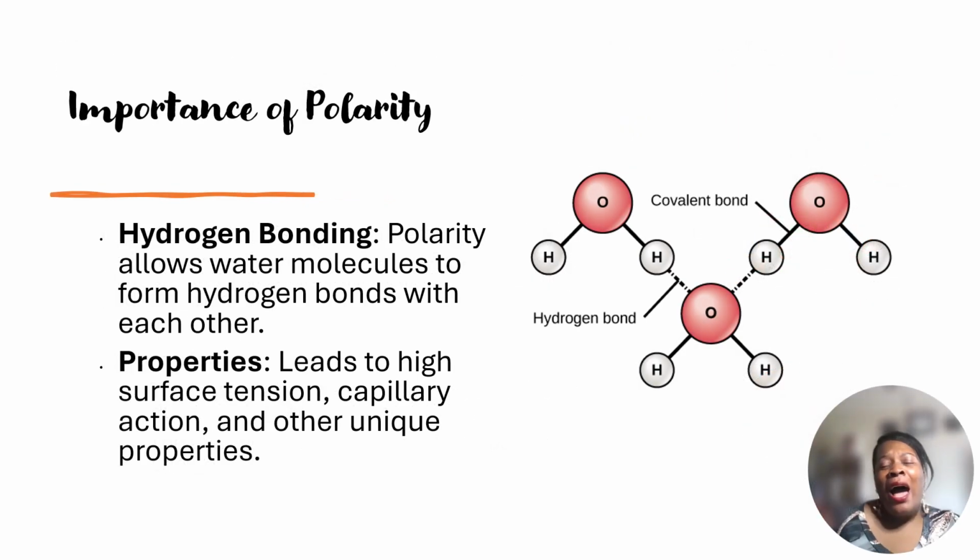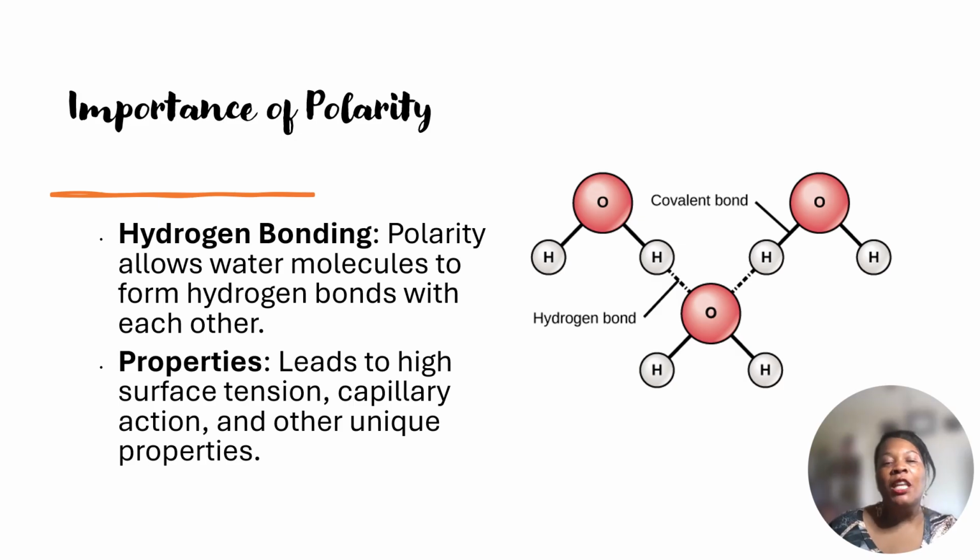Hydrogen bonding is when the polarity allows water molecules to form hydrogen bonds with each other. The importance of this is that it gives water high surface tension, capillary action, and other unique properties. Now, when you talk about covalent bonds, this is when you have a non-metal element attached to another non-metal element. And in this particular case, you have hydrogen attached to oxygen. Both of those are non-metal elements.